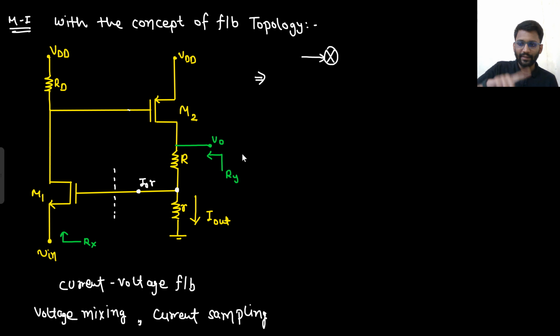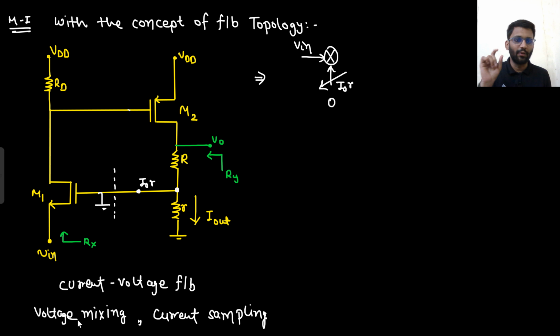At the input side there is voltage mixing. So this is V in, and voltage is being fed. This I naught R is the voltage. You don't want this voltage, you want this voltage to be 0. So this node will be grounded, right? You don't want any voltage to come. And in the feedback path, you want this voltage to sustain. So this path will be open circuited.